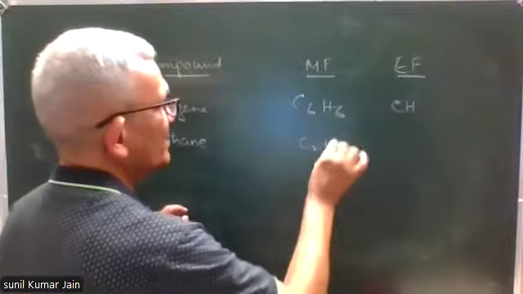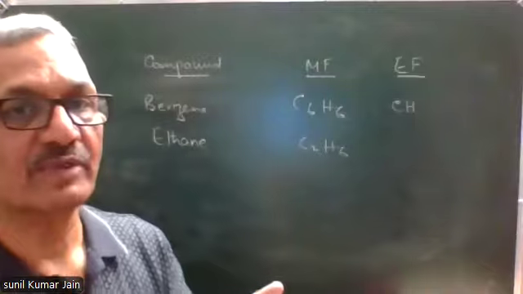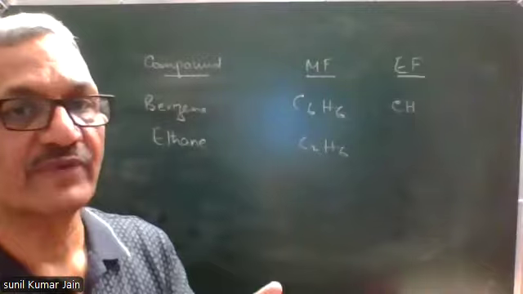Compound, molecular formula, empirical formula. Let us say benzene. Benzene is C6H6. Highest common factor is 6. So empirical formula is CH. Ethane. Molecular formula C2H6. Highest common factor is 2. Empirical formula becomes CH3.